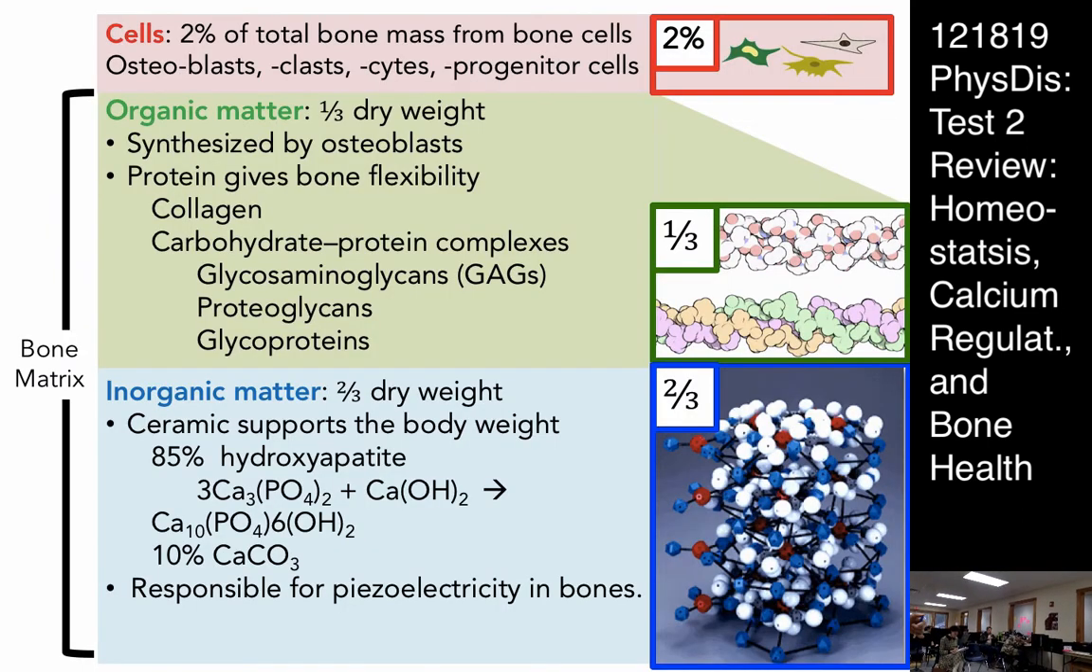All right. So here is just that same concept. A small part of the bone is made of cells, the osteoclasts, osteocytes, and progenitor cells. About a third of the weight is made from the organic stuff, like the collagen and the various carbohydrate protein things. And then about 2/3 of it is made out of inorganic hydroxyapatite, which is primarily calcium phosphate and some calcium carbonate in this sort of ceramic structure.